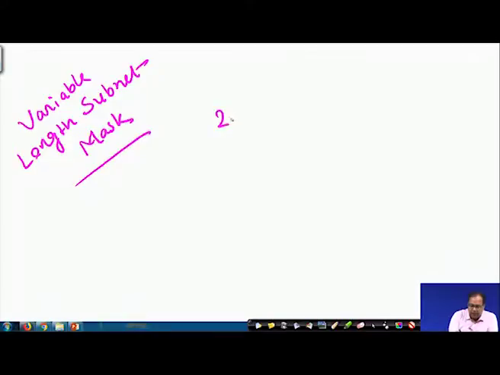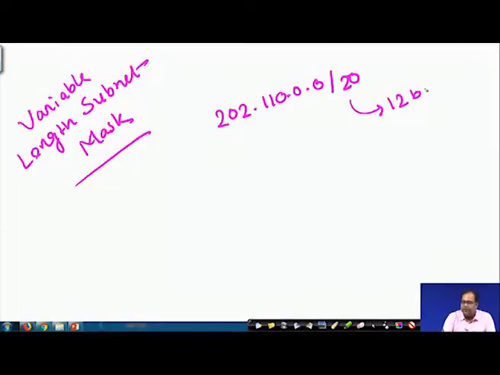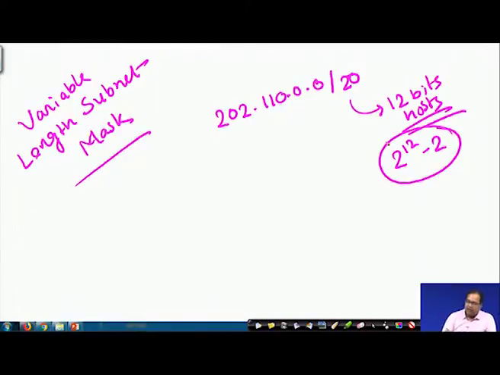Assume that your network IP that was given to you is 202.110.0.0/20. Now, with this you have 20 bits in the network address space, the network prefix. So, you have 12 bits for hosts. If you have 12 bits for hosts, that means you can support 2 to the power 12 minus 2, that is 4096 minus 2, 4094 hosts.